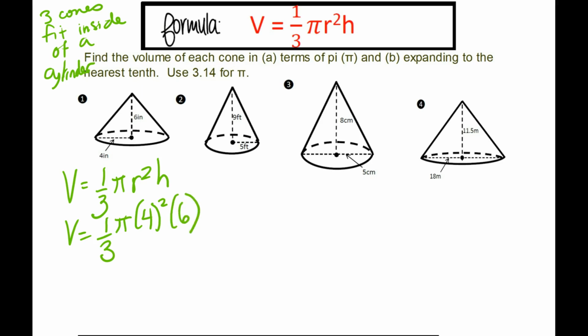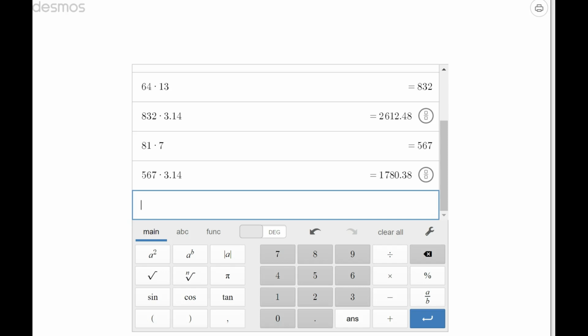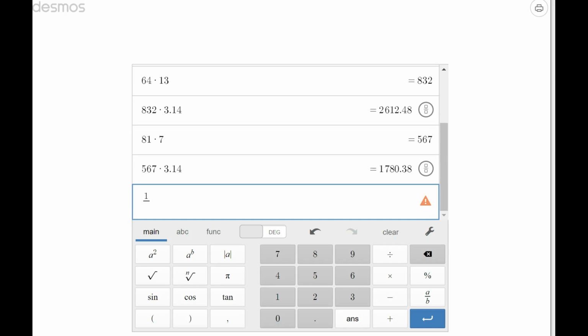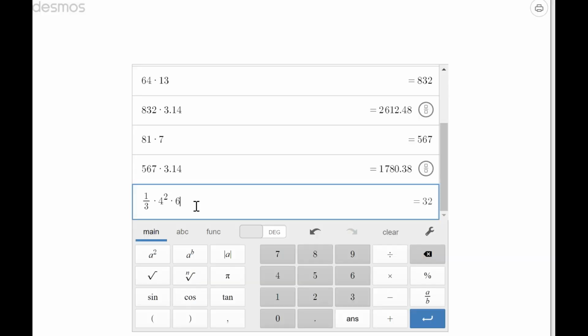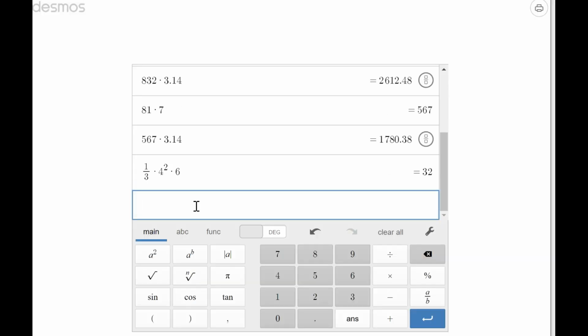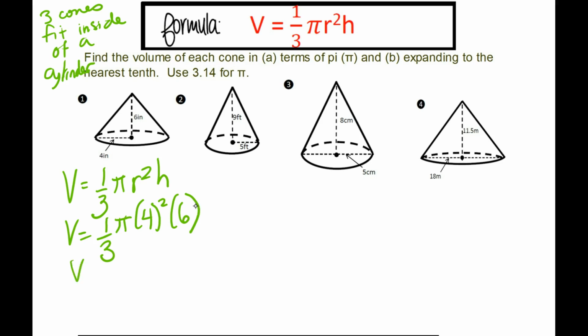So when I come to Desmos, everyone, Desmos is friendly. If you put 1 and then divided by 3, look what it does. It just turns into that fraction. Press the arrow over, and then times, what are my numbers? 4 squared, so that's 4. You got your little squared button right here, or you can press Shift 6. It's a little trick for y'all. Times 6. Look at there. That's 32. 32 what? The volume is 32 pi inches cubed.